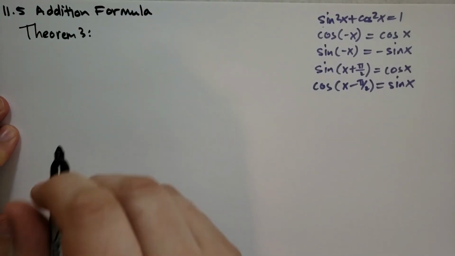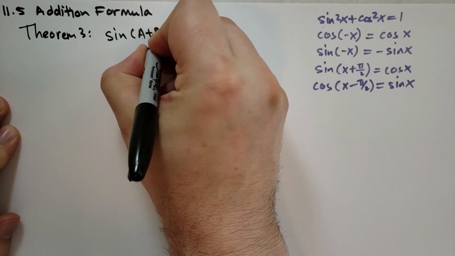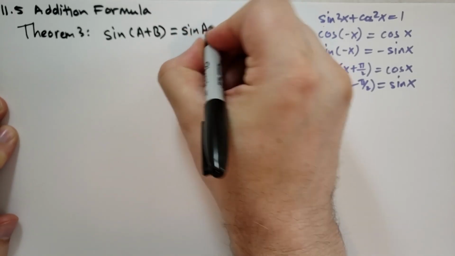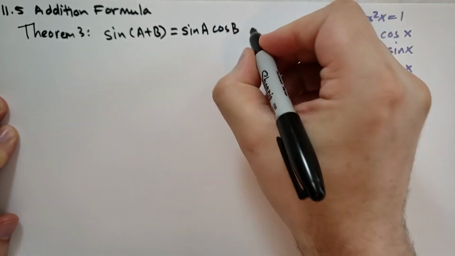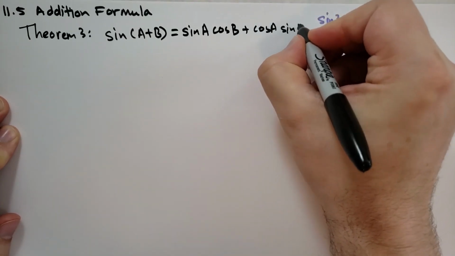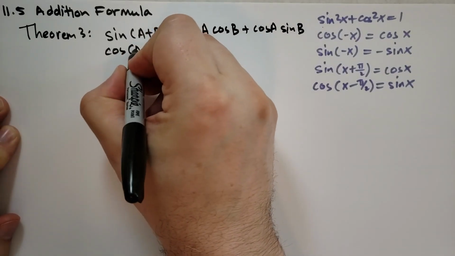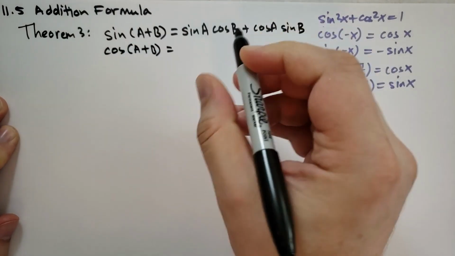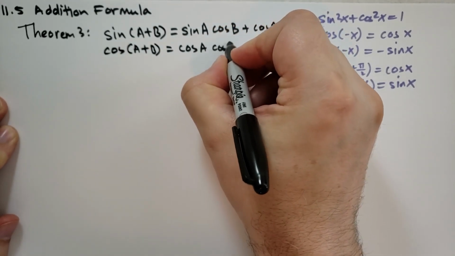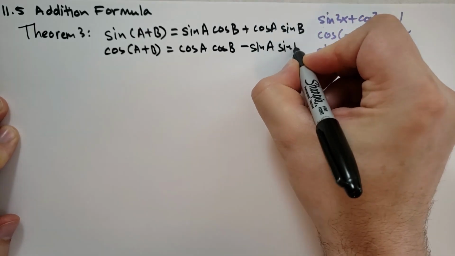states that for any angles A and B, sine of A plus B is equal to sine of A cosine of B plus cosine of A sine of B. Okay? And then cosine of A plus B equals cosine of A cosine of B minus sine of A sine of B.